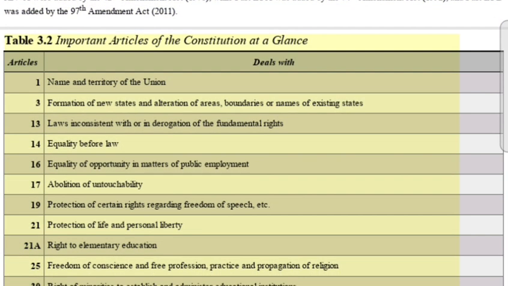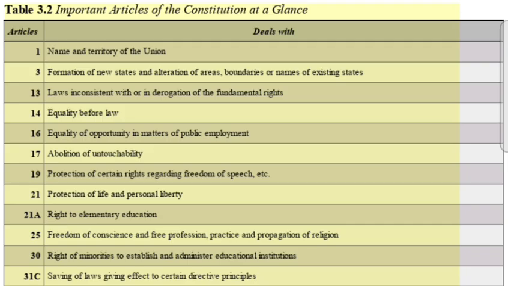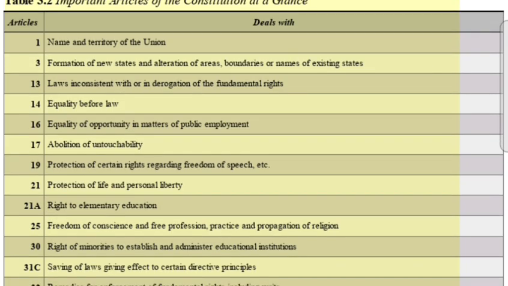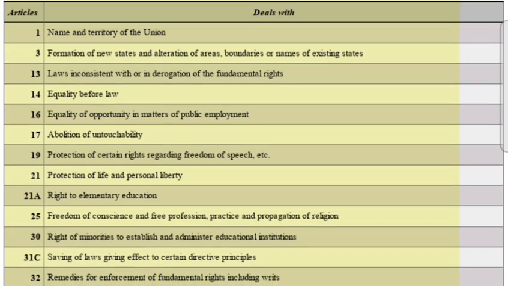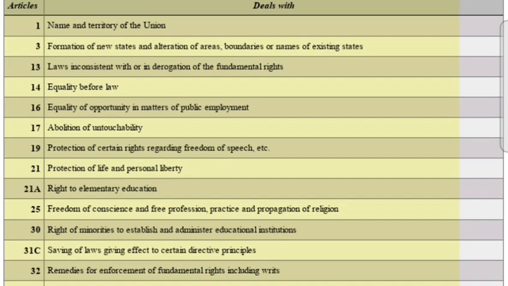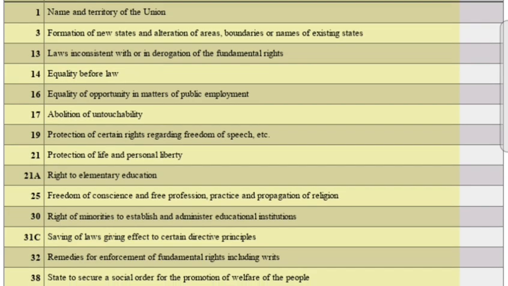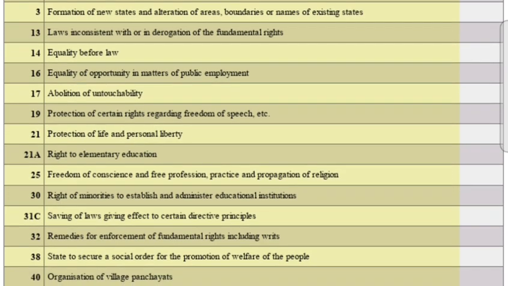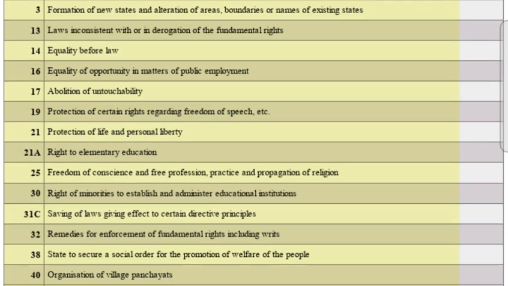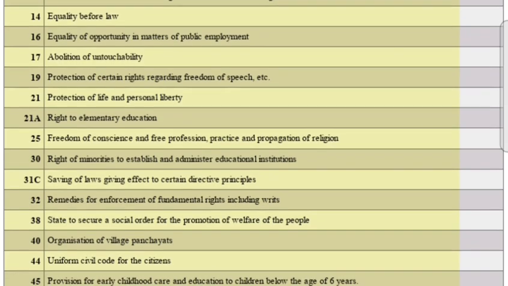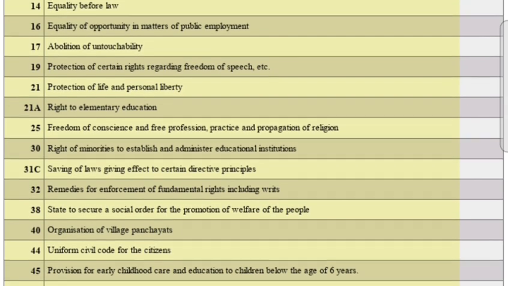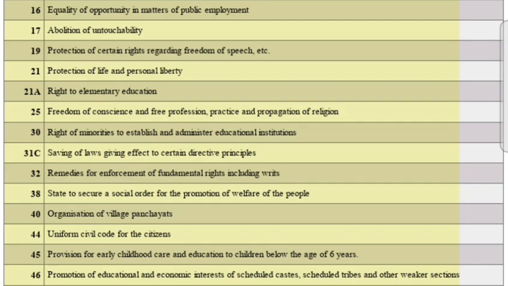Table 3.2, Important Articles of the Constitution at a glance. Articles, deals with. 1, Name and territory of the Union. 3, Formation of new states and alteration of areas, boundaries or names of existing states. 13, Laws inconsistent with or in derogation of the fundamental rights. 14, Equality before law. 16, Equality of opportunity in matters of public employment. 17, Abolition of untouchability. 19, Protection of certain rights regarding freedom of speech, etc. 21, Protection of life and personal liberty.